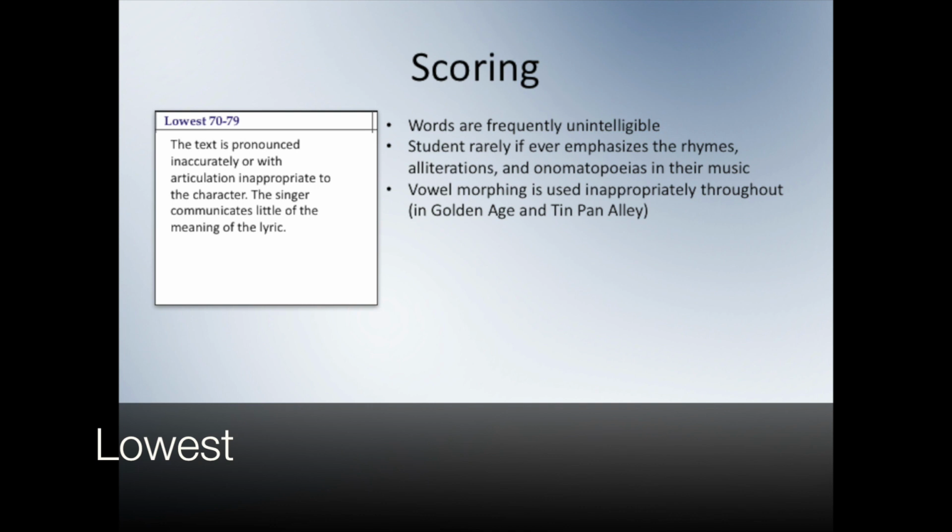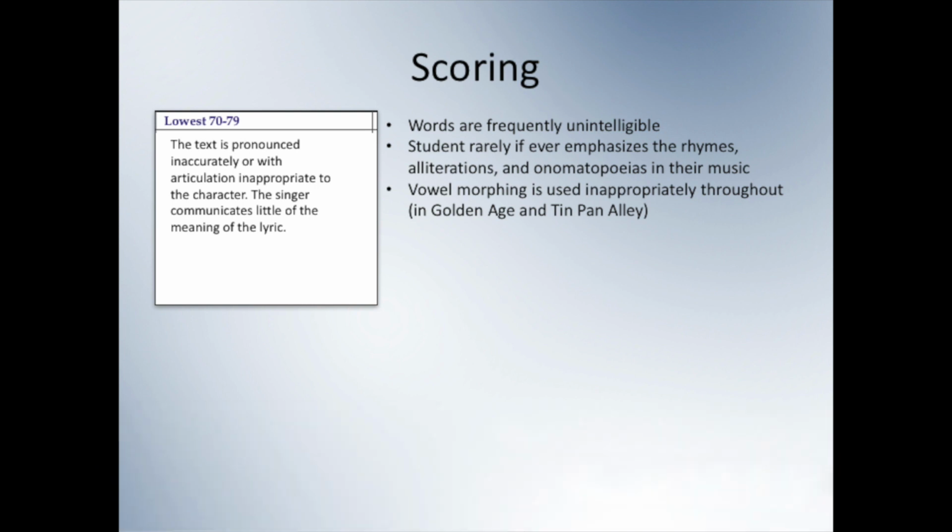The lowest rating should be reserved for students whose diction is barely intelligible. So these are students who make a lot of mistakes throughout. They rarely, if ever, emphasize rhymes, alliterations, and onomatopoeias. For instance, they might use vowel morpheme throughout Golden Age and Tin Pan Alley era styles. So this is hopefully going to be a rarer score that's going to be provided to students. And when it does happen, it's probably a student who is struggling in all of the other areas of the repertoire as well.